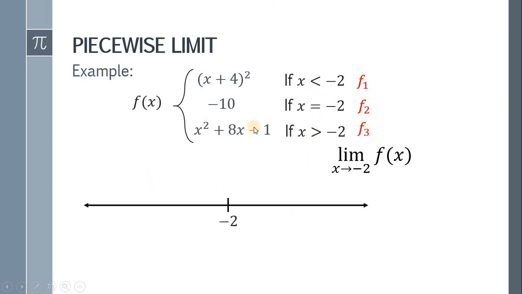Next, sa kaliwa ng negative 2, meron tayo ditong function 1. Now, hindi natin concern kung ano yung mangyayari dun sa x equals sa 2. So, ibig sabihin, we don't care kung ano man yung function 2 natin. Kasi yan yung equals sa 2.